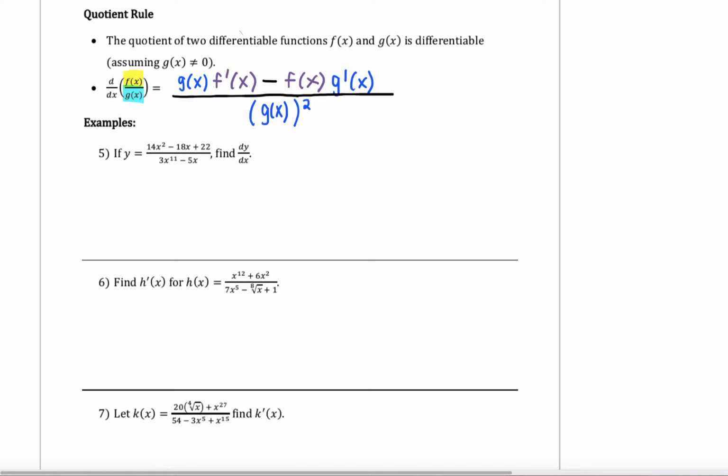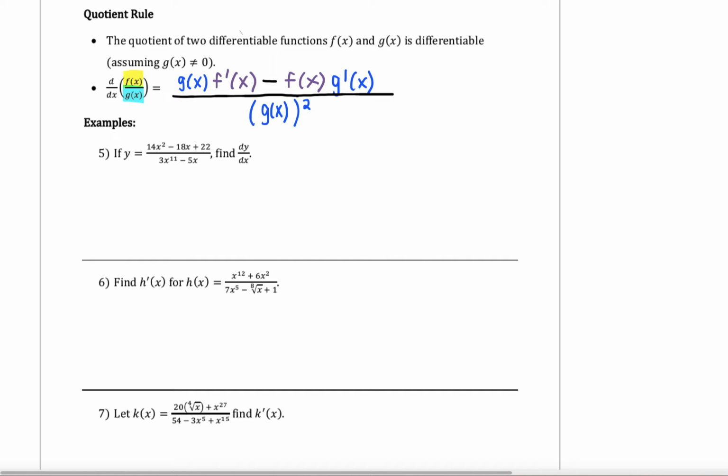Now, there are some acronyms that can help with memorizing this, and one that I use is this: if I name the top function the high function, for being in the numerator, and the bottom function the low function, for being in the denominator, I would say that I get the low function times d high, meaning the derivative of the top function, minus the high function times the derivative of the bottom, or d low. So low d high minus high d low, all over low squared, the bottom function squared.